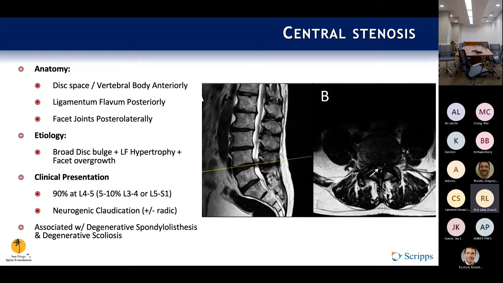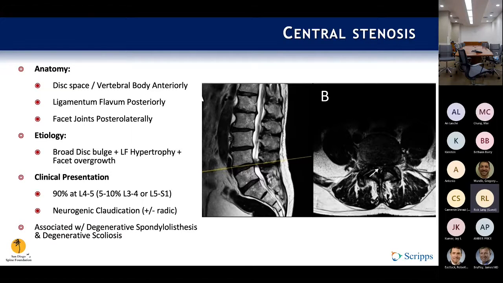So for central stenosis, this is our first big category. The anatomy of it is bounded anteriorly by the disc space and vertebral body, posteriorly by the ligamentum flavum, and then the facet joints posterolaterally. As for the etiology, you generally can have a broad-based disc bulge and then ligamentum flavum hypertrophy and facet overgrowth posterolaterally. 90% of these patients will present with pathology at L4-L5, 5 to 10% at L3-L4 or L5-S1. So predominantly L4-L5 here with degenerative condition.